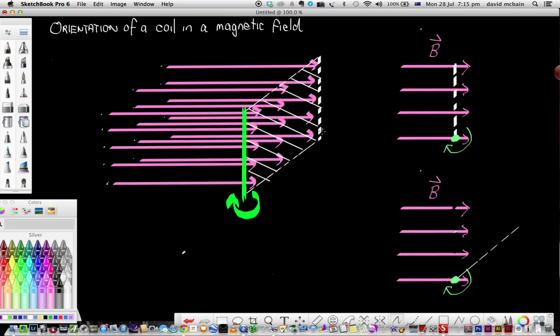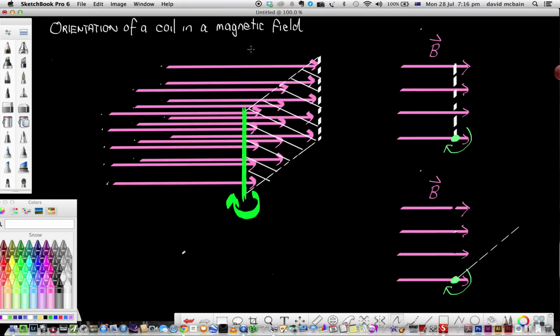This white rectangle represents a coil, and this coil is hinged on one edge, so it's able to move around like a door on a hinge. Now, as I said, this is like a three-dimensional isometric diagram.